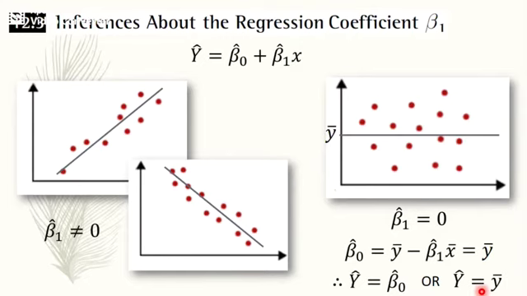So what that means is, if I give you any information about x, you will not be able to tell me anything about y if you have no slope parameter. That's your beta hat 1. So in these two cases, beta hat 1 is not equal to 0, so there's clearly a slope, and it's clear the relationship between y and x.